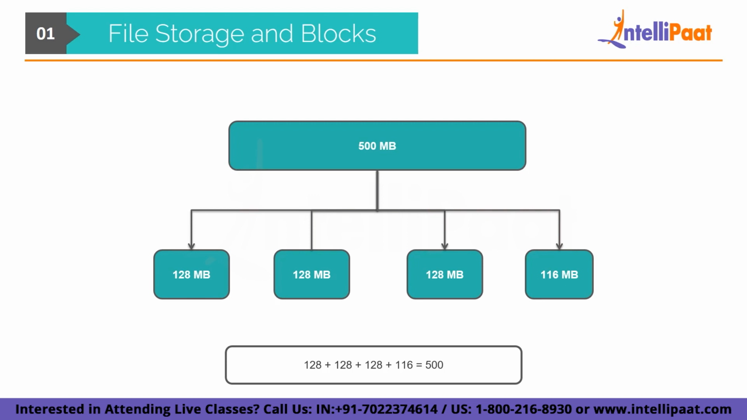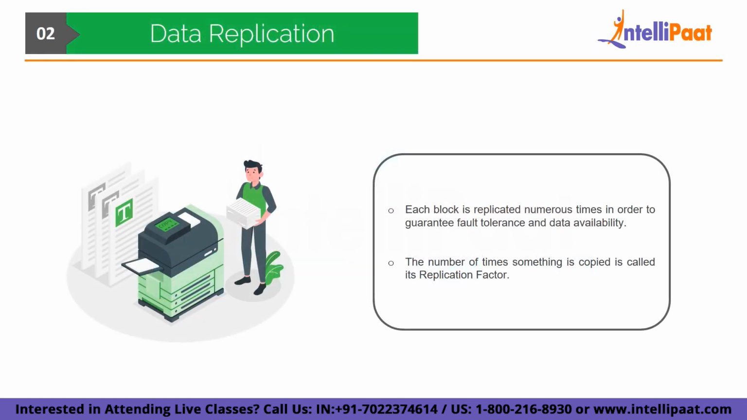Currently, Hadoop considers file blocks of 128 MB to 256 MB. This strategy makes data management easier and makes data processing and distribution more effective. After the data is divided into smaller blocks, each block is replicated several times to ensure fault tolerance and data availability. The term replication refers to making copies of something.